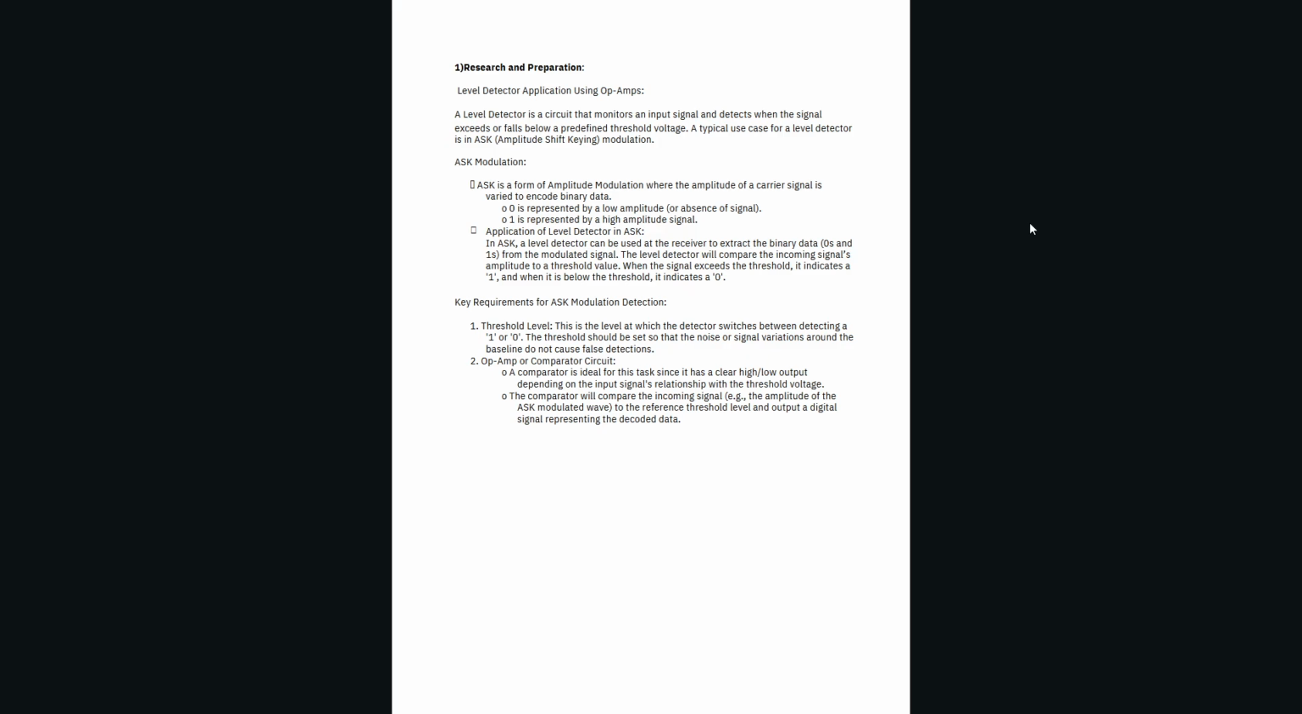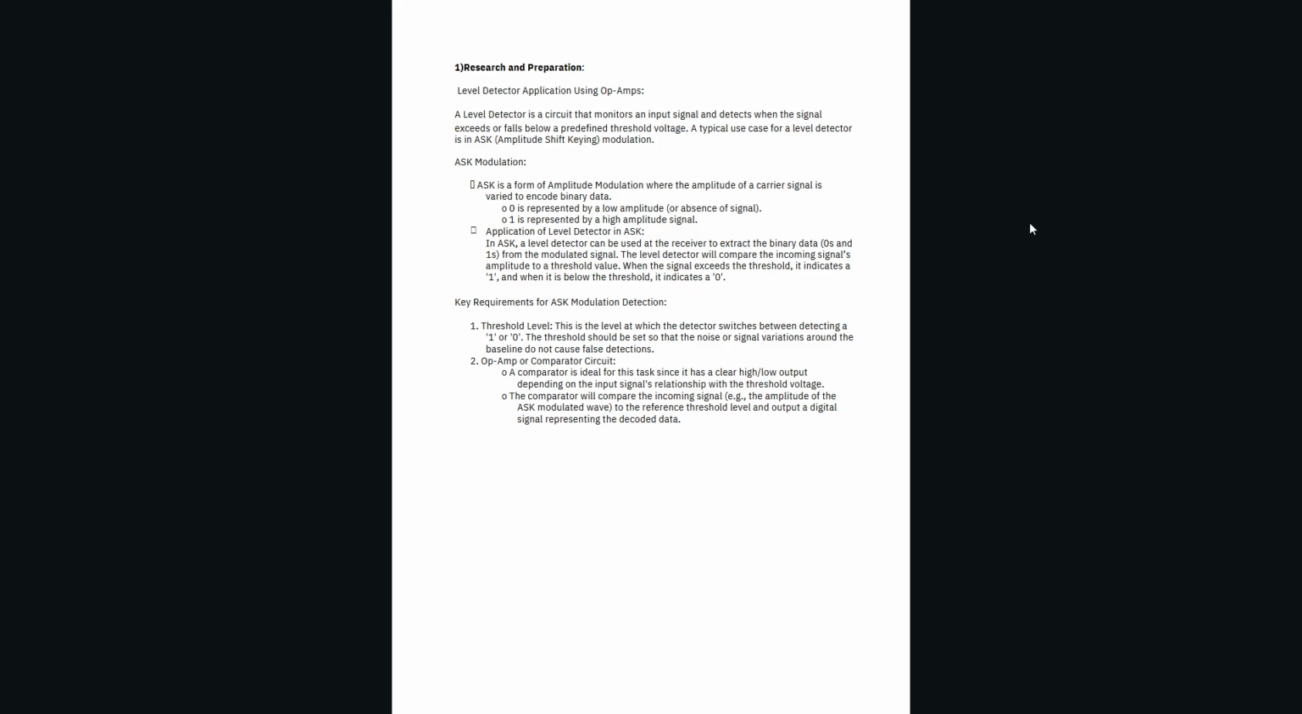So the key requirements for ASK modulation are the threshold level. This is the level at which the detector switches between detecting a 1 or 0. The threshold should be set so that noise or signal variation around the baseline does not cause false detection.